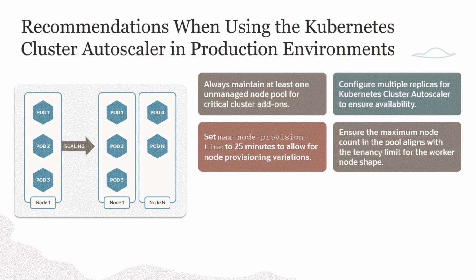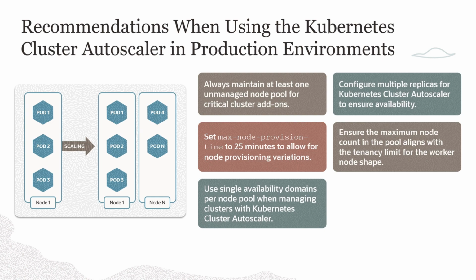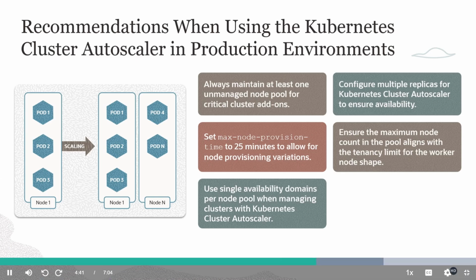Align the maximum node count in the pool with the tenancy limit for the worker node shape. The Kubernetes autoscaler won't create nodes beyond this limit, preventing potential conflicts. Optimize node pool management by using single availability domains per node pool, especially when the Kubernetes cluster autoscaler is in charge. This streamlined approach enhances efficiency.